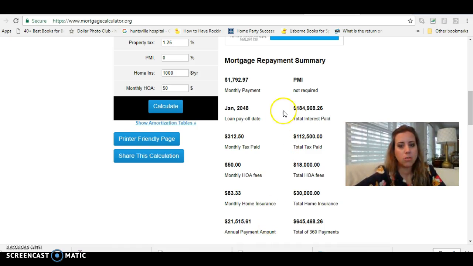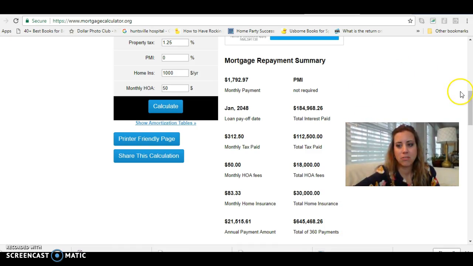And then it'll show you on this side, this is where you make your money or where you don't make your money. So it shows you the interest paid over the life of the loan, 30 years. It tells you the total tax, there's no getting around that, total HOA fees, insurance, and how much you'll actually end up paying over 30 years for this home.